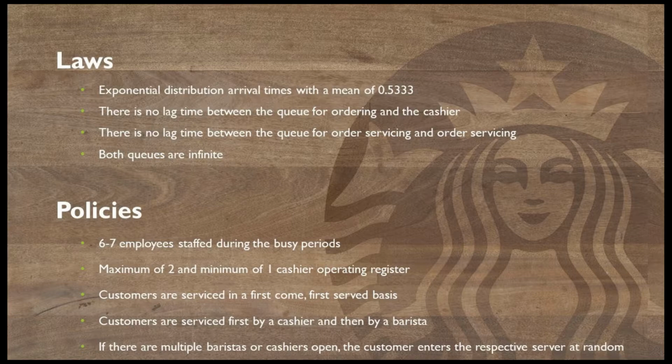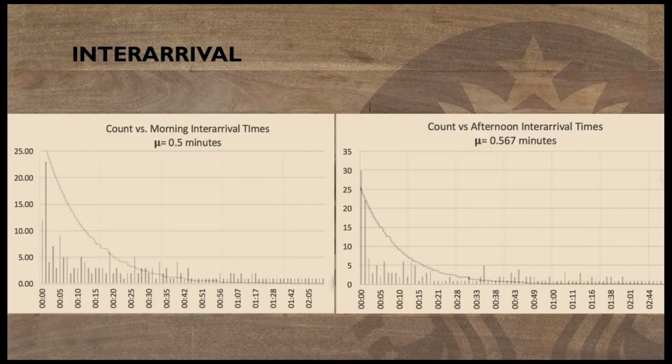For laws, the exponential distribution for arrival times has a mean of 0.533, and there is no lag time between queue, ordering, or back to queue. Most notable for policies is that Starbucks at the Union staffs either 6 or 7 staff, with a minimum of 1 cashier and a max of 2. Also, customers are first served by a cashier, and are served on a first-come, first-served basis. We calculated the inter-arrival time using a parametric probability model from observed data at Starbucks.